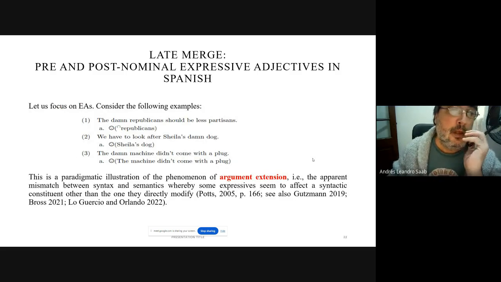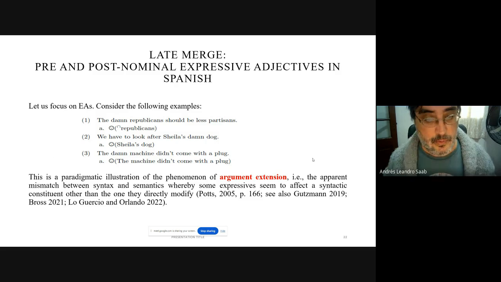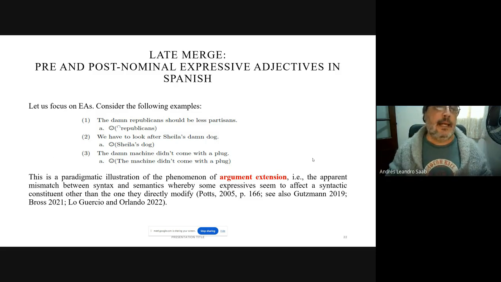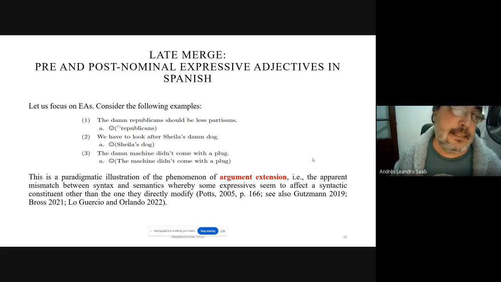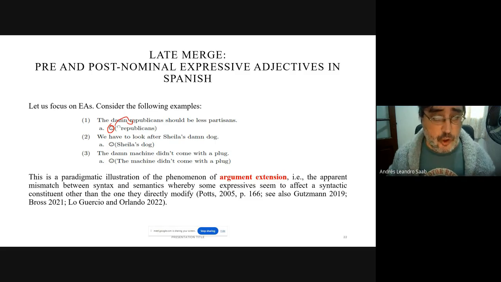Okay. Now let's focus on expressive adjectives and consider the following examples. These are all Potts examples. If you say "the damn Republicans should be less partisan," you get the idea that the expressive operator is affecting the class of Republicans. Then if you look at the second example, "we have to look after Sheila's damn dog," you see that damn is not a perfect modifier of dog, but a modifier of the entire DP.